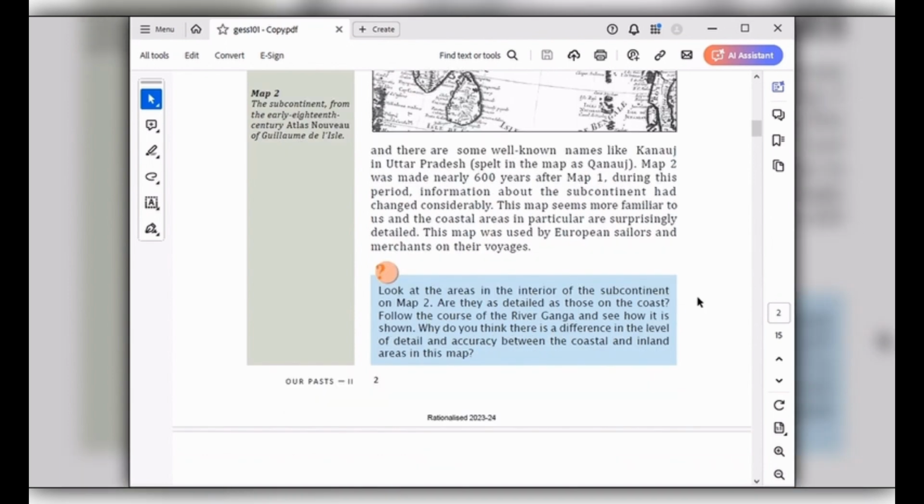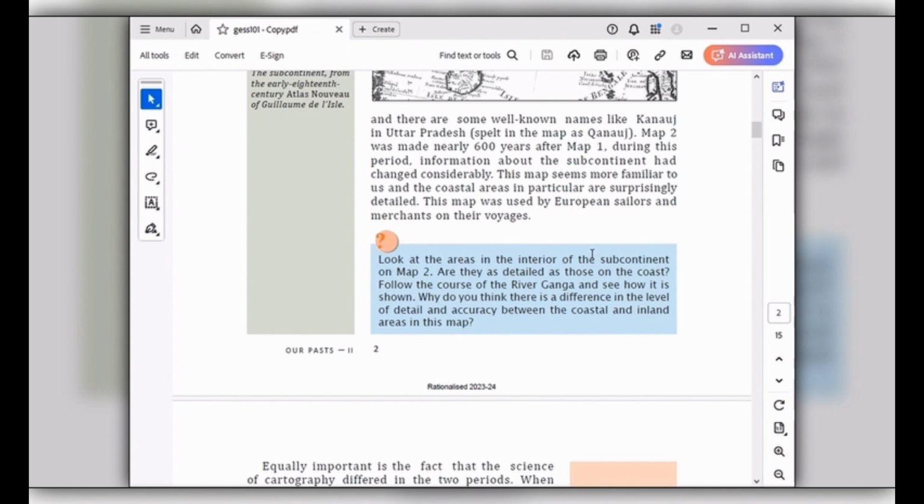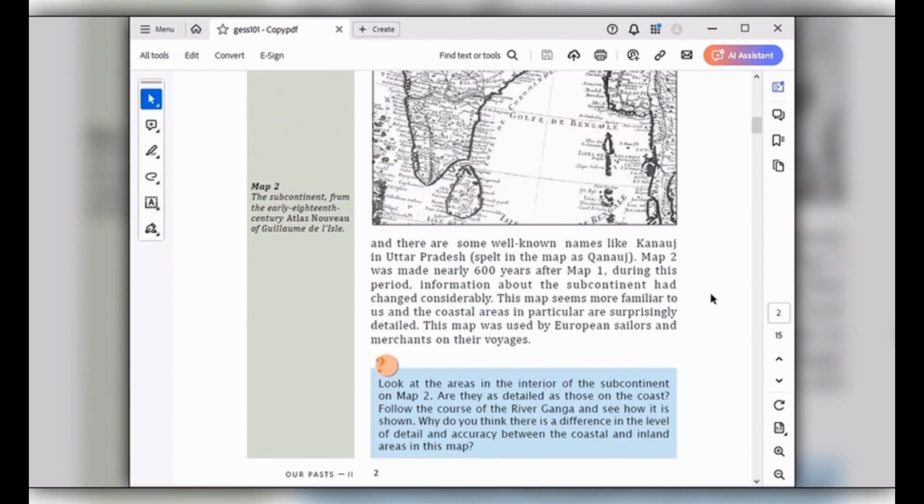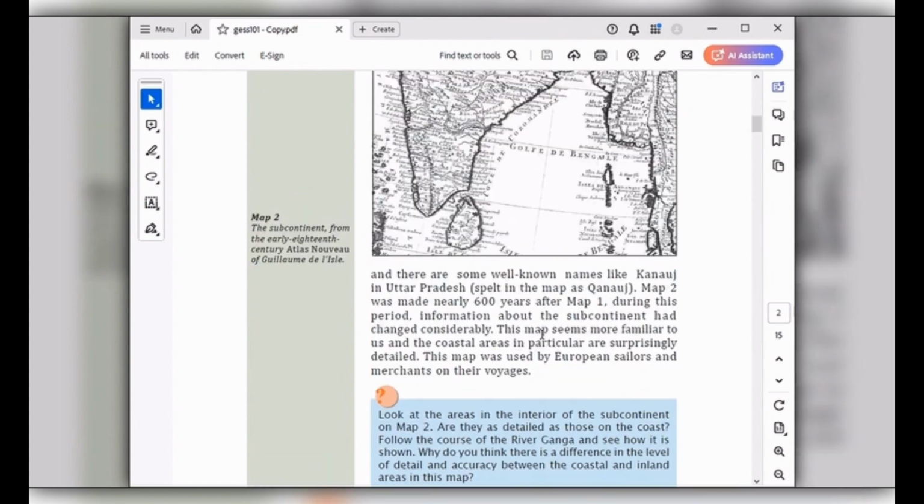Now let's read the blue box. Look at the areas in the interior of the subcontinent on Map 2. Are they as detailed as those on the coast? Follow the course of the river Ganga and see how it is shown. Why do you think there is a difference in the level of detail and accuracy between the coastal and inland areas in this map?